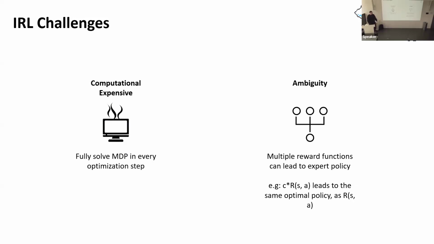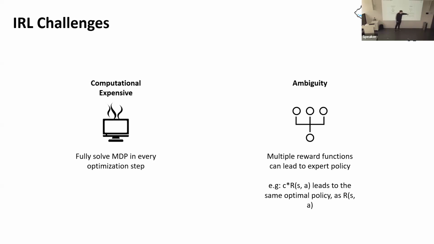The problem here is that the first inverse reinforcement learning algorithms were all very computationally expensive, because for every iteration step we have to solve the whole MDP, or the whole reinforcement learning problem. This means we have to train our agent until convergence, then we update our reward function, and again and again. This is very computationally expensive. And another problem is we have reward ambiguity, meaning multiple reward functions can lead to the same policy.